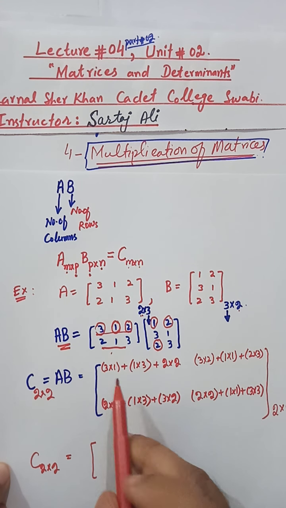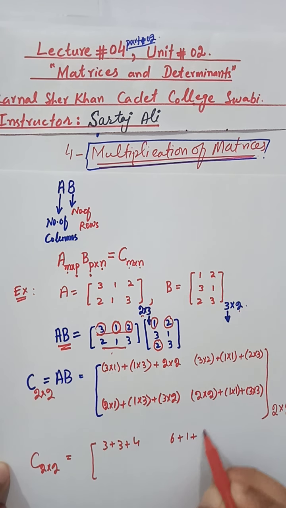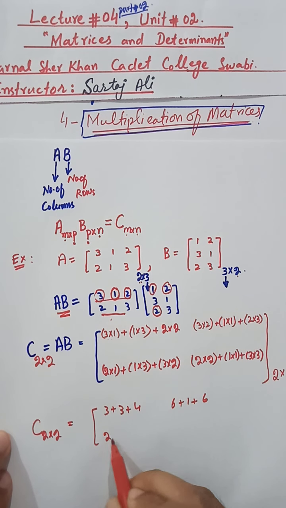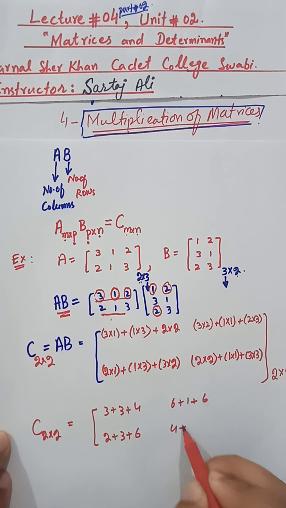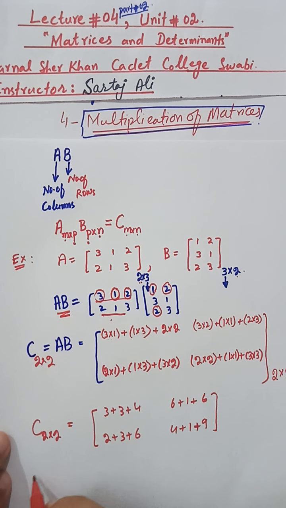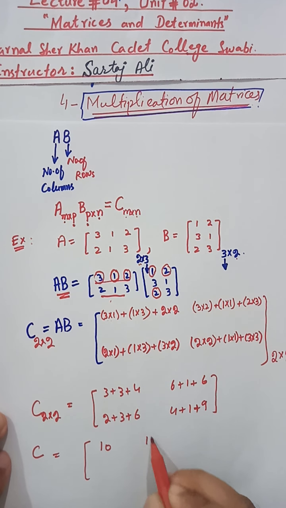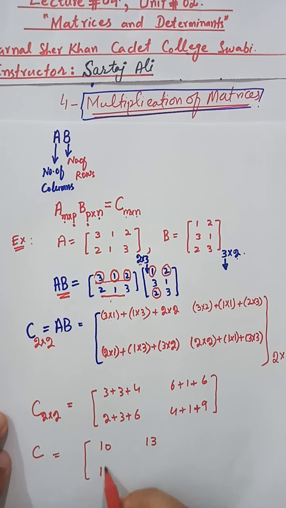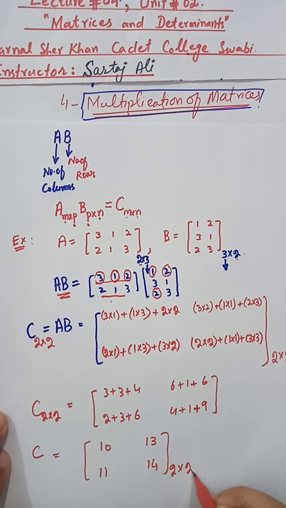So from here you will get 3 plus 3 plus 4. This is 6 plus 1 plus 6. This is 2 plus 3 plus 6. This is 4 plus 1 plus 9. So you get C, which is the product of two matrices. This is 10, 13, 11 and 14. So this is of the order 2 by 2.